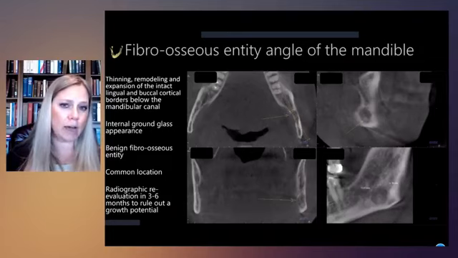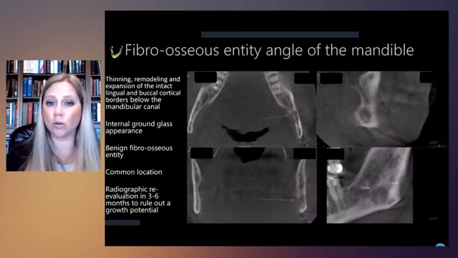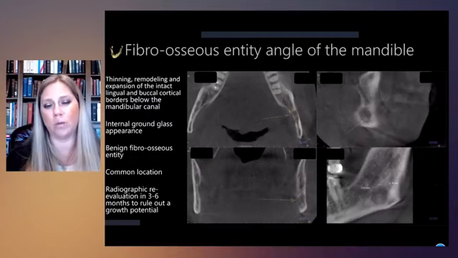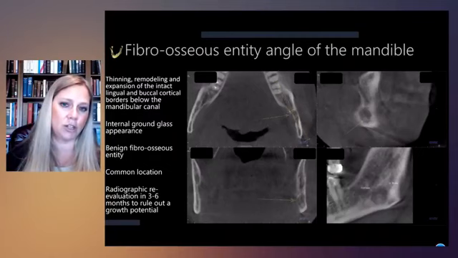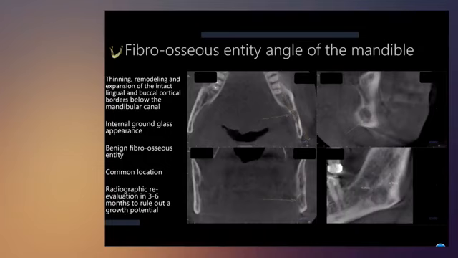If we're concerned about it and we're not sure what we think it is, we can always reevaluate this in 3 to 6 months to rule out a growth potential for it. We want to rule out a more aggressive entity, such as an ossifying fibroma. But many of these cases will stay exactly the same. For whatever reason, we tend to see benign fibroosseous entities at the angle of the mandible.